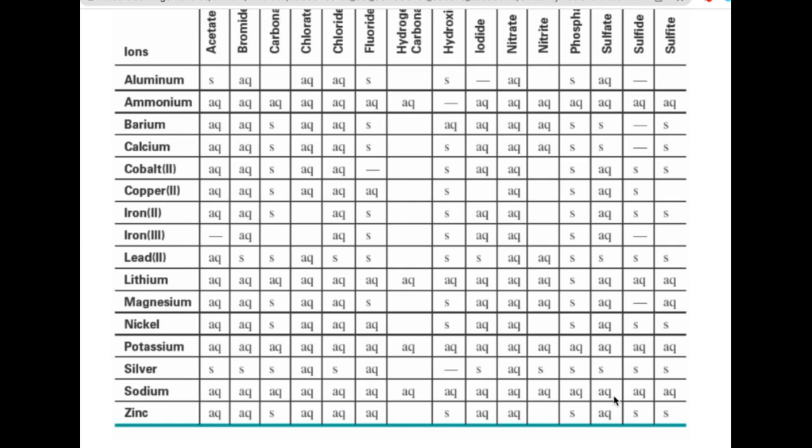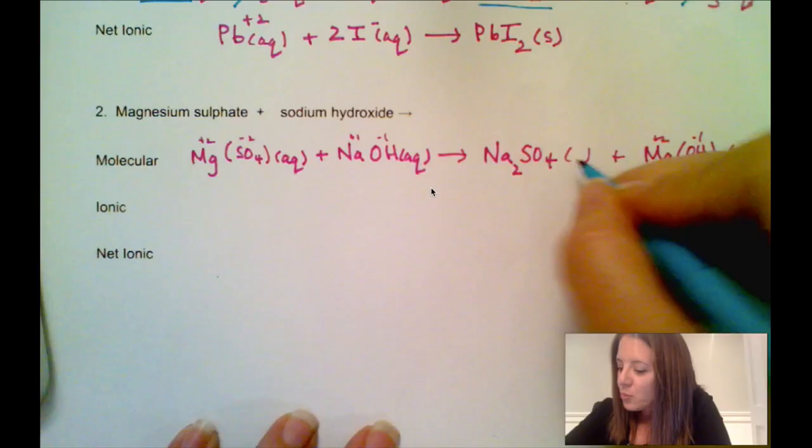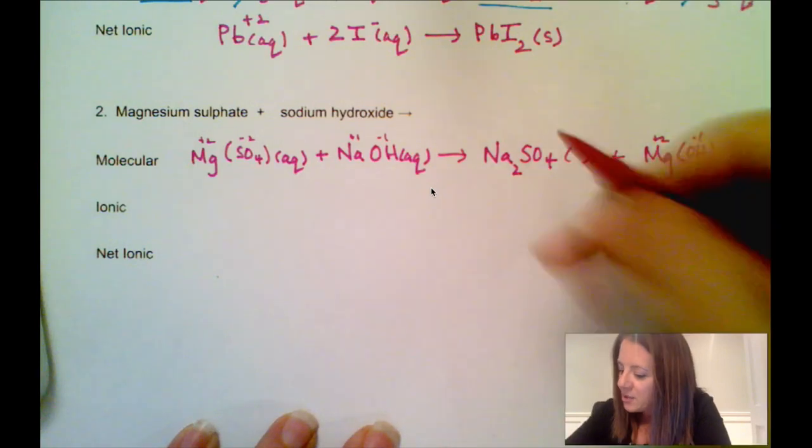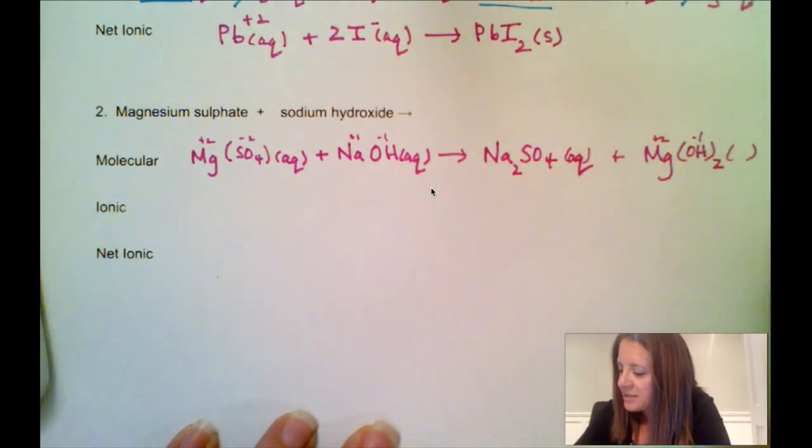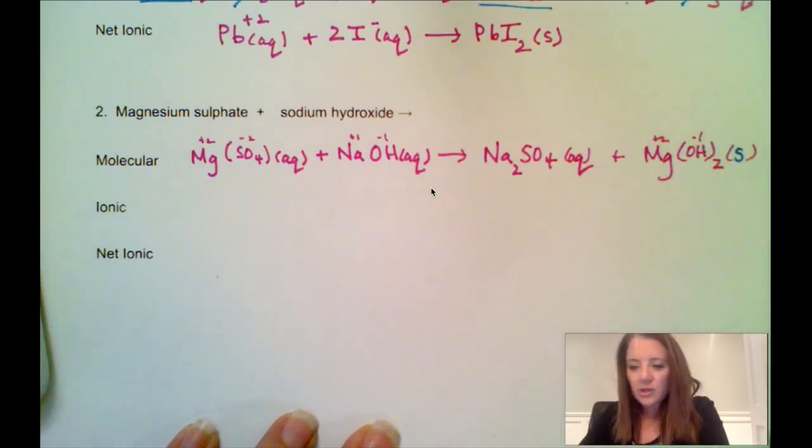Now let's check magnesium hydroxide. Here's magnesium, and here is hydroxide. So what I'm going to do is go down, and I see they intersect right here. That S means solid. So we can use this table to help us predict. We're going to write AQ here, and this one is our solid.